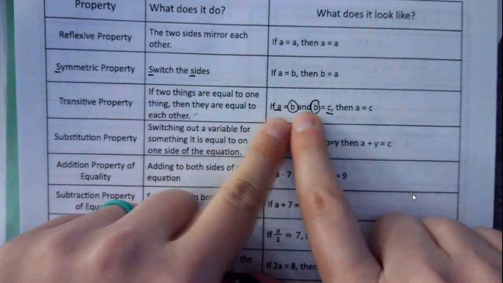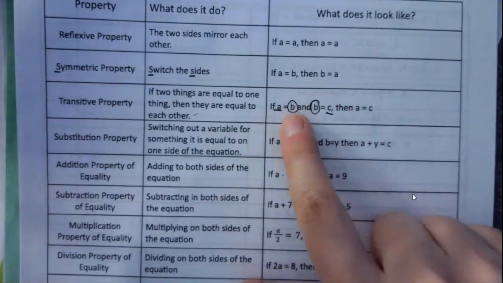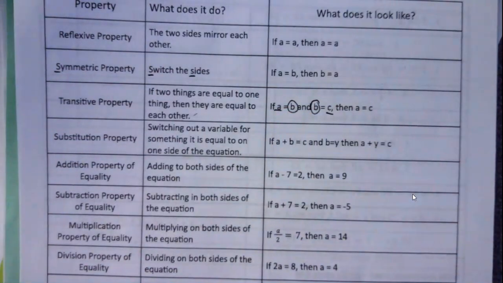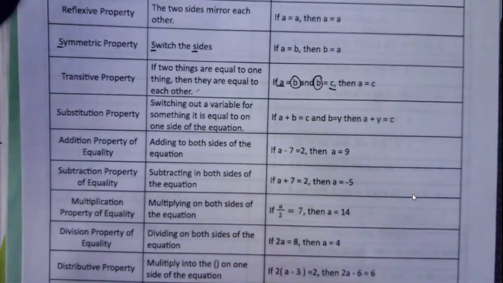Because if you throw a number in there, let's say 7. So if A and C both equal 7, then they equal the same thing. That's what the transitive property is.